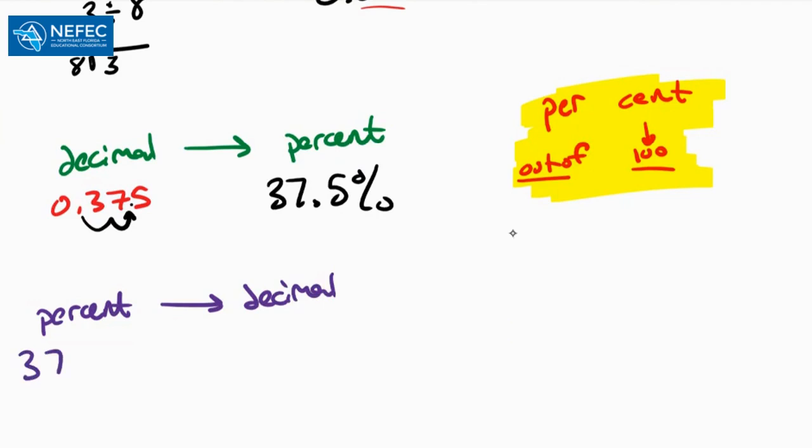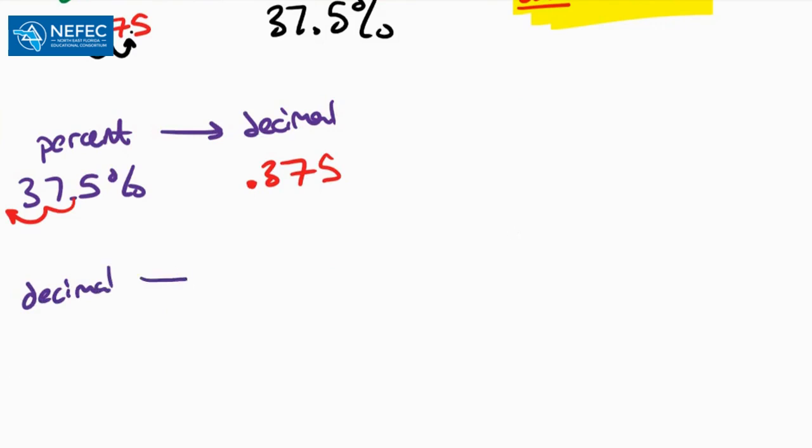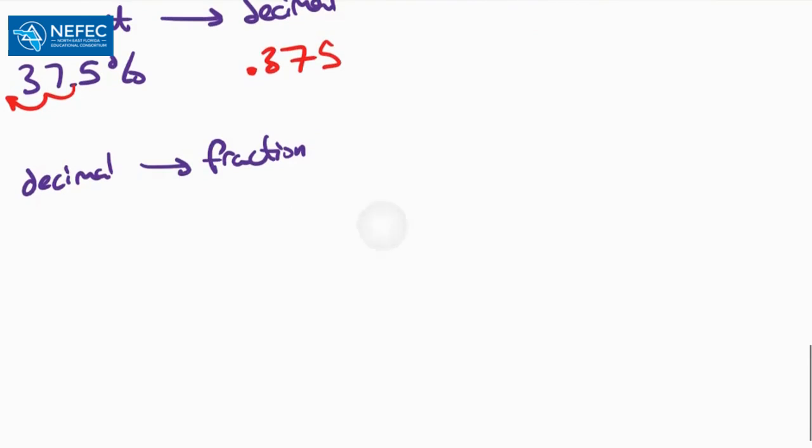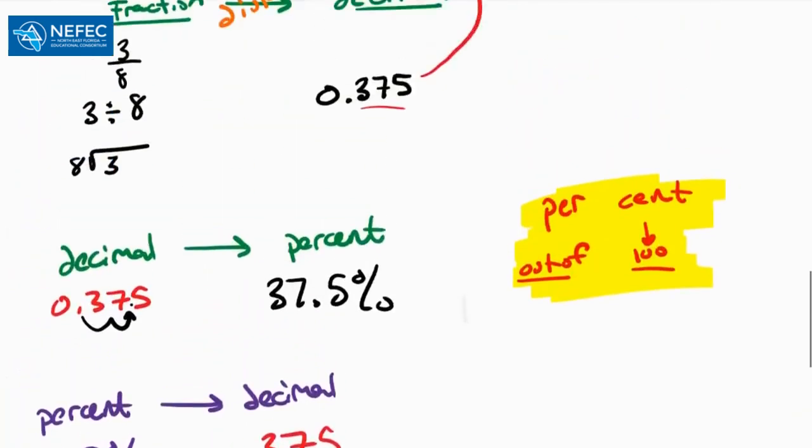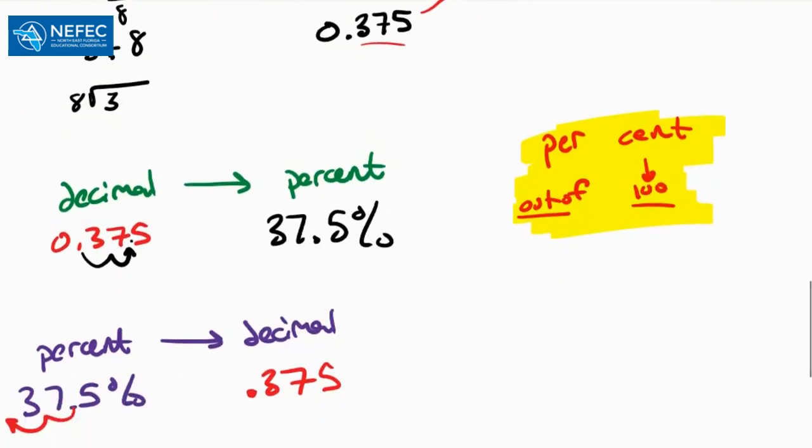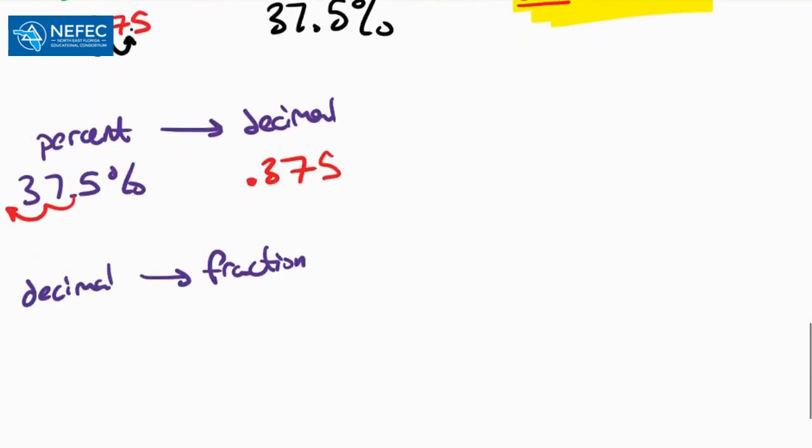So if I had 37.5%, I would just move the decimal the other direction. Now my decimal's here. Going from a decimal to a fraction, we're not just going to multiply. It's not quite as simple as just doing the opposite that we did, like we did with decimal percent to decimal. We want to think a little bit about place value.